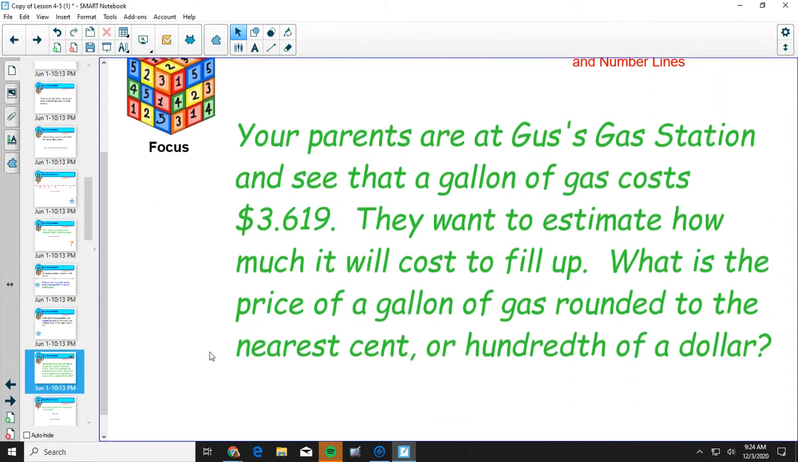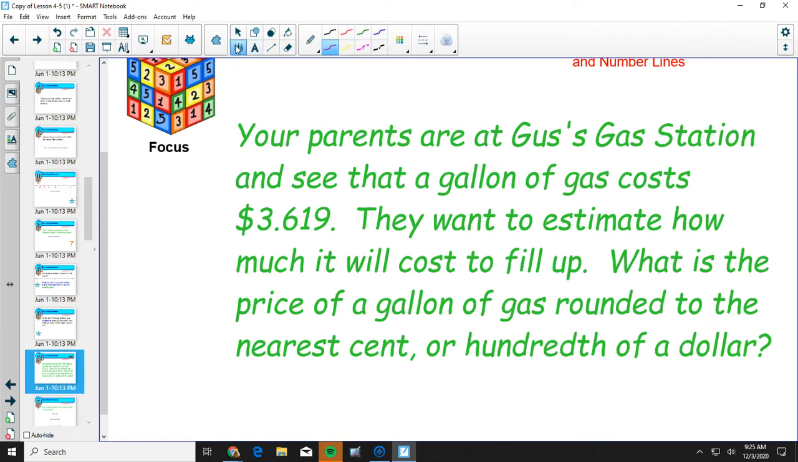Let's look at an example. Your parents are at Gus's gas station and see that a gallon of gas costs $3 and 619 thousandths of a dollar. Okay, 619 thousandths. They want to estimate how much it will cost to fill up. What's the price of a gallon of gas rounded to the nearest cent or hundredth of a dollar? Because what we're used to is seeing 2 digits with money. We only go to the hundredths when we're working with dollars and cents. This 9 is usually not something that we work with.